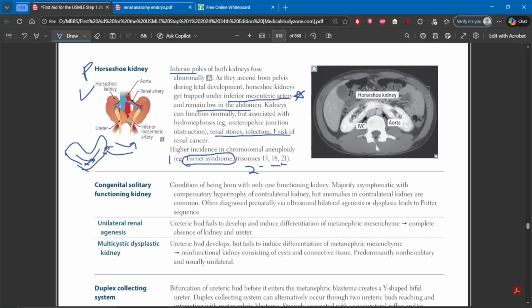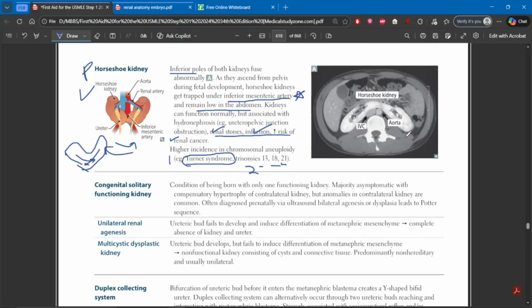Renal stones and infections have a related mechanism, because if more urine is being produced and accumulated around the kidney, there is a higher chance of renal stones and a higher chance of infection. Then of course there is a higher chance of renal cancer, and renal cancer chance always increases in any anatomic abnormality. So you must know that.